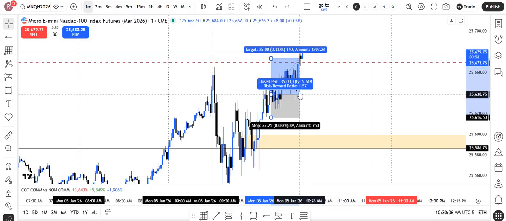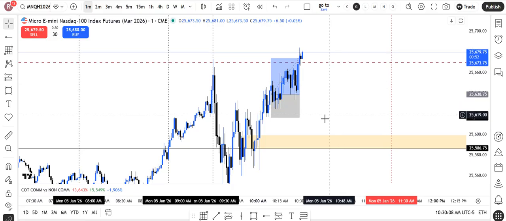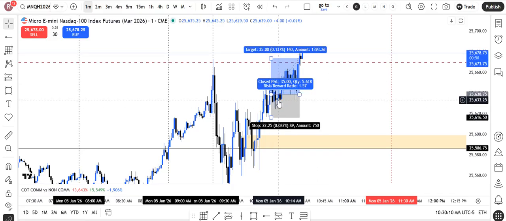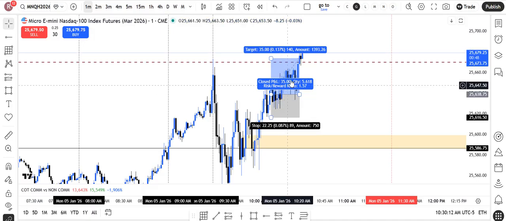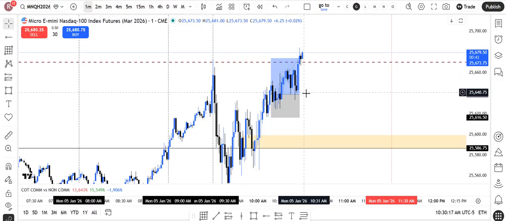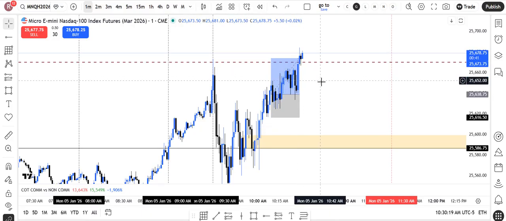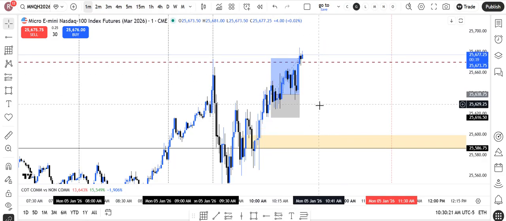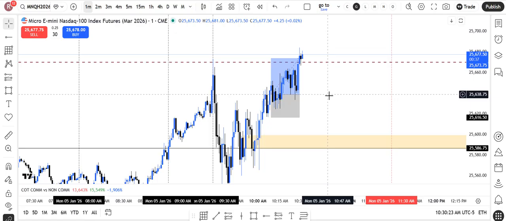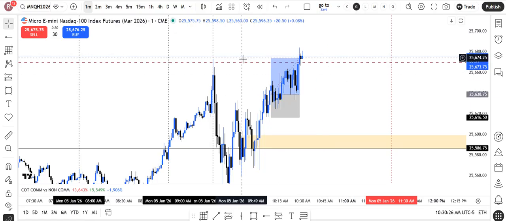How long did that take? 1, 2, 3, 4, 5, 6, 7, 8, 9, 10, 11, 12, 13, 14, 15, 16, 17, 18 minutes. 18 minutes to go from here, from your entry, 25,638, to 25,672, 40 handles, 30 something and change, and it took 20 minutes. Now, study that.